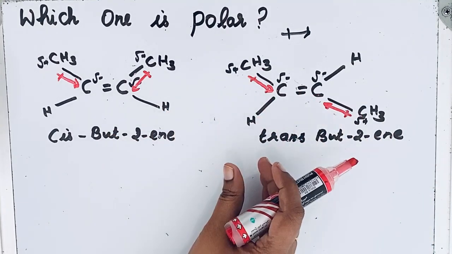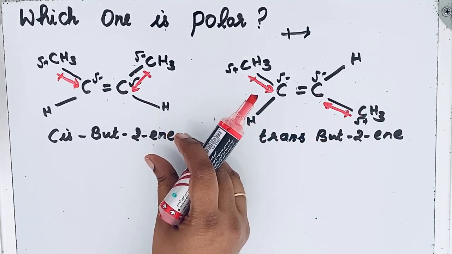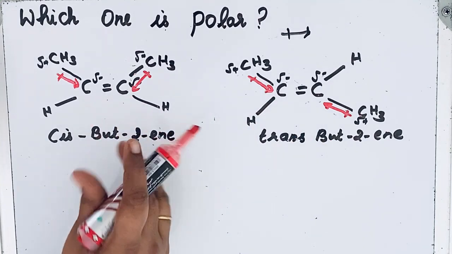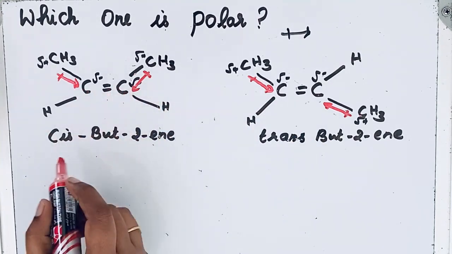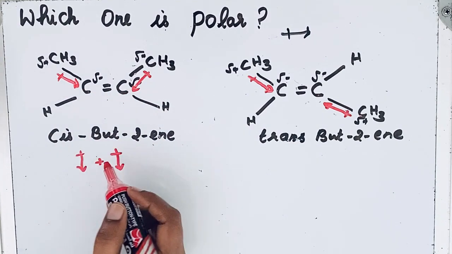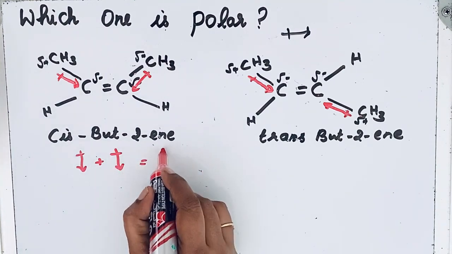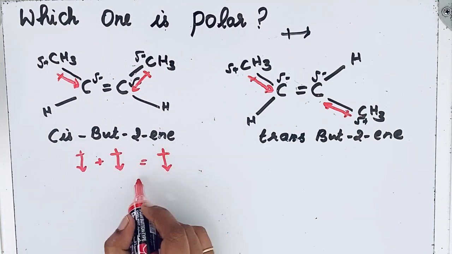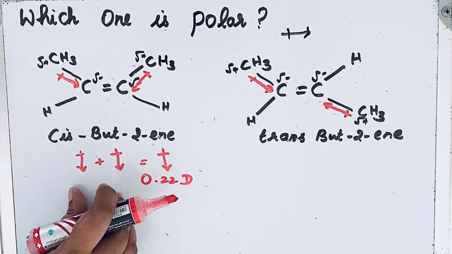For a polyatomic molecule, the sum of the individual dipoles gives the dipole moment. So now we are going to add these. Here you can see that the individual dipoles are both in the same direction. So that results in some amount of dipole moment. It is estimated to be 0.22 D for cis-butene.